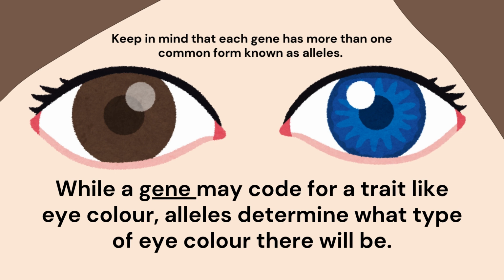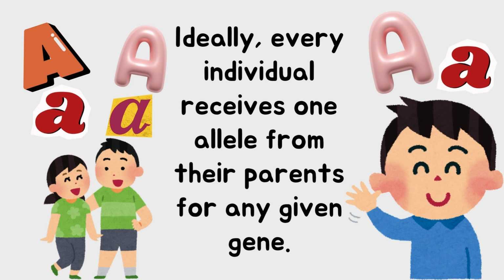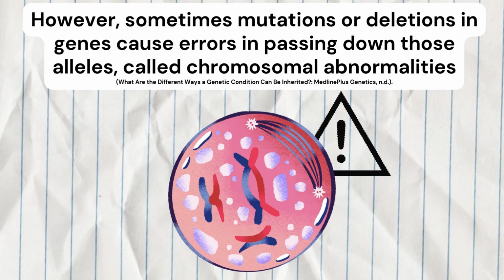Keep in mind that each gene has more than one common form, known as alleles. To put this in perspective, while a gene may code for a trait like eye color, alleles are what determine what type of eye color there will be. Ideally, every individual receives one allele from their parents for any given gene. However, sometimes mutations or deletions in genes cause errors in passing down those alleles, called chromosomal abnormalities.